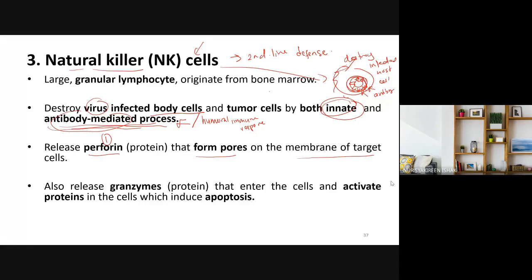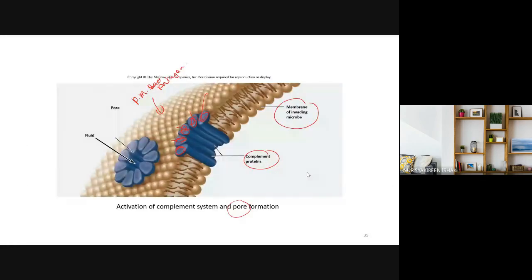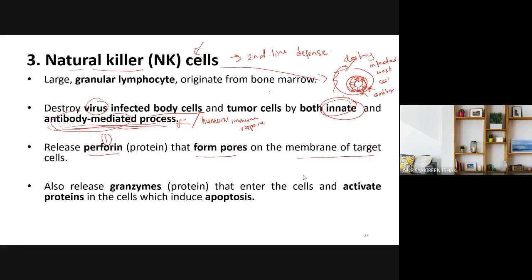Macam ni lah, lebih kurang macam ni. Okay, so first it secretes perforin, which is a protein that will be inserted into the membrane of the pathogen and causes the formation of pores. So nama pun perforin kan? Proteins that will be inserted into the membrane of the pathogen to form pores.